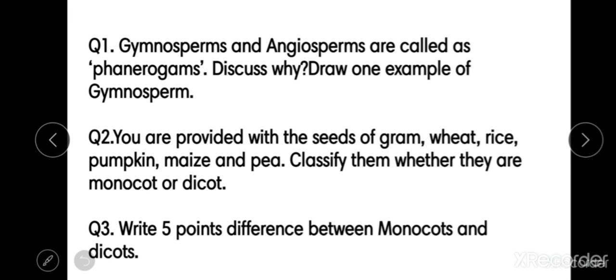After this, let's move to the homework. These three are your homework questions which you can write down in your notebook and revise your concepts. First question: Gymnosperms and Angiosperms are called Phanerogams. You have to tell the reason. And in the second part, you have to draw one example of Gymnosperm. Moving to question number two, you have to classify the given seeds as monocot or dicot. Third, you have to write down five points of difference between monocots and dicots.